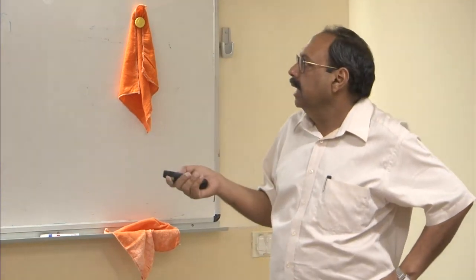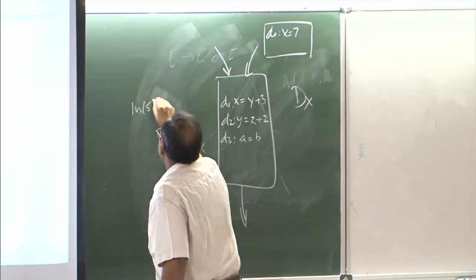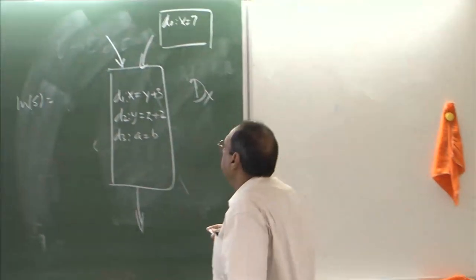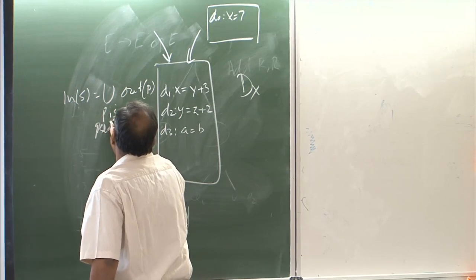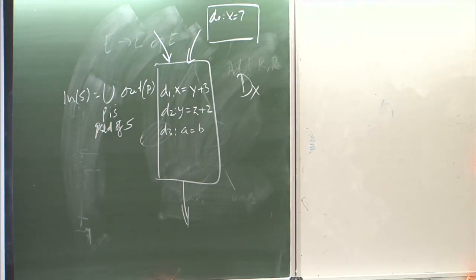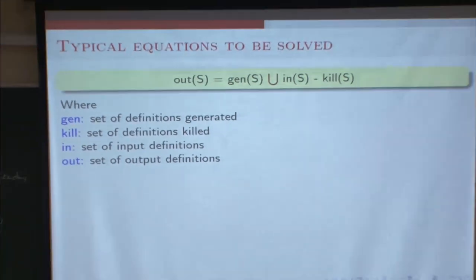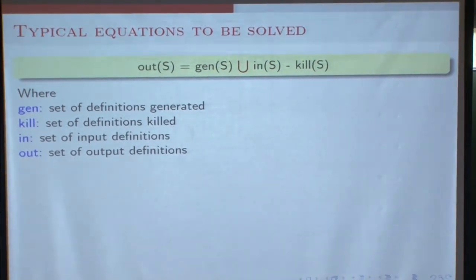Now you can see that one more equation could be: what is my in set? If I compute my in set for reaching definitions, I take the union of the outs of all the predecessor basic blocks, where P is a predecessor of this block. So my in is the union of all the outs, and my out is defined as whatever is generated, union what is coming in and is not killed. This way, for each basic block, I can set up these equations and solve them, which will tell me what properties always hold as far as this program is concerned. So let's close our discussion here today.